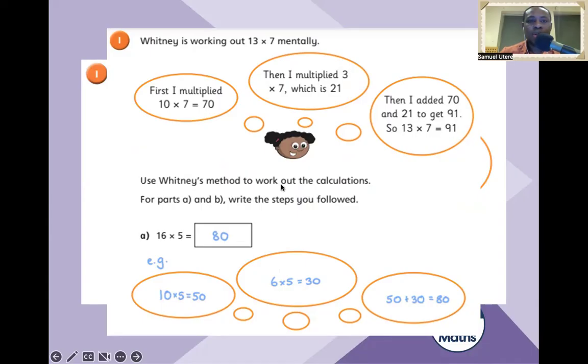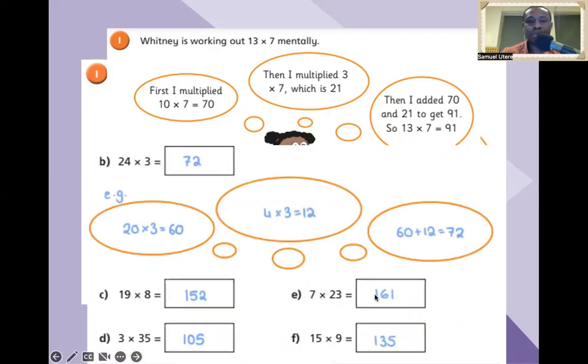Now, you're asked to use Whitney's method to work out the calculations for parts A and B and to write the steps you followed. And you could have gotten this, all right? So you could have done 10 times 5, which is 50, and then 6 times 5, which is 30, and then you added them up. Okay, so these are the steps you could have got. And then this is for 1B, C, D, and E, and F. Okay, so these are mental strategies. These mental strategies can be really useful where you partition the numbers into tens and units, and then you add them mentally as well.